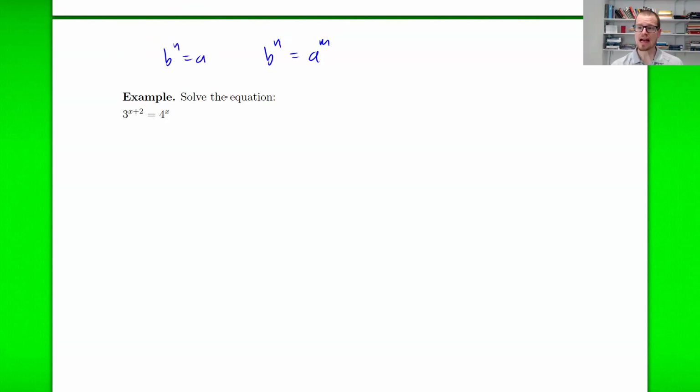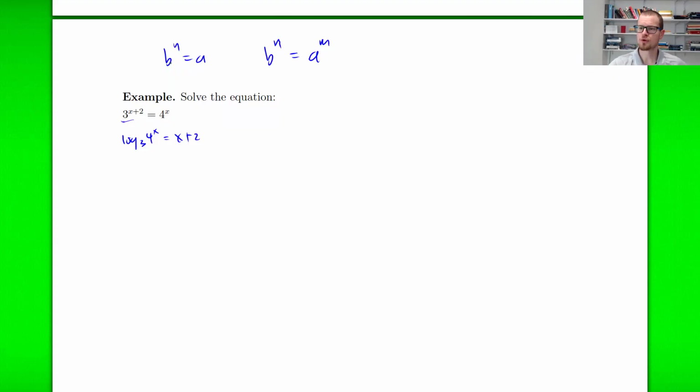But really what we have is just base to a power is equal to a number, because x is just a placeholder for a number, and 4 to a power is just a number. So we can think of it as an exponential equation that has base 3. So if I were to rewrite this in logarithmic form, I'm looking to write it as logarithm base 3 of 4 to the x is equal to x plus 2.